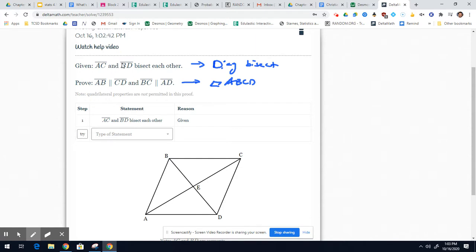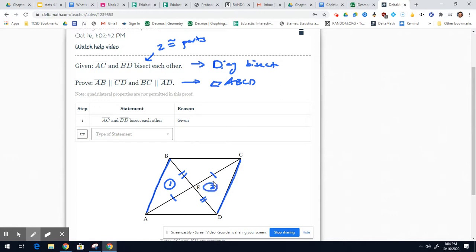So if AC and BD bisect each other, that means AC is broken into two congruent segments, because bisect means splits into two congruent parts. I also know that BD is broken into two congruent parts. Okay. And now AB and CD. So AB is here and CD is here. So to prove those two lines parallel, I have to use these two triangles.